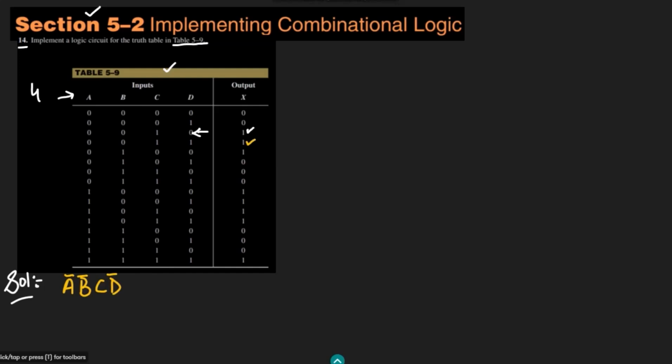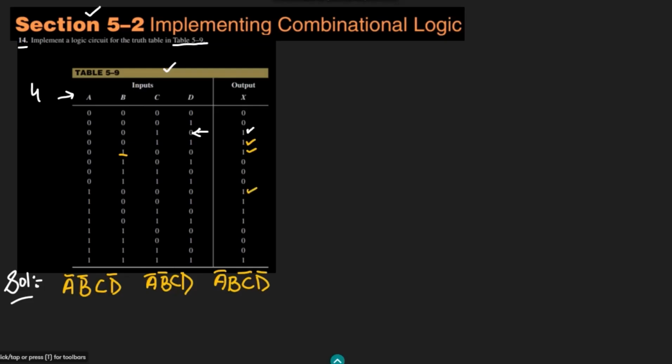In the second one, I have 0 0 1 1. So it will be A complement, B complement, C D. The third one here is 0 1 0 0, so it will give me A complement, B, C complement, D complement, because I can see that only B is 1 here while all the other 3 are 0. In order to make this product equal to 1, all of them should be equal to 1. Therefore I have complemented the 0 terms.